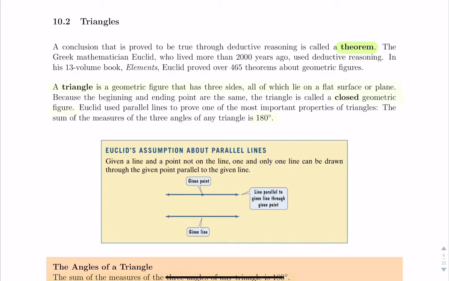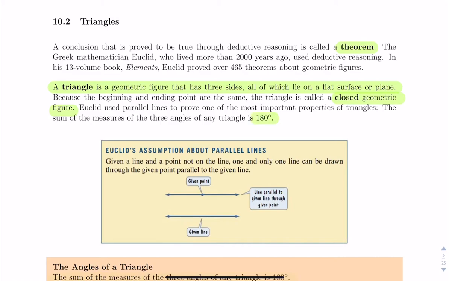A triangle is a geometric figure that has three sides, all of which lie on a flat surface or plane. Because the beginning and ending point are the same, the triangle is called a closed geometric figure. Euclid used parallel lines to prove one of the most important properties of triangles. The sum of the measures of the three angles of any triangle is 180 degrees.